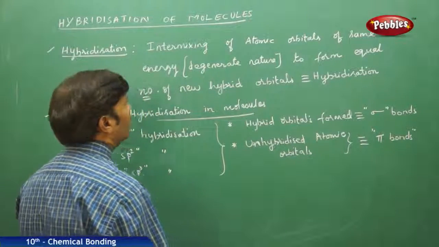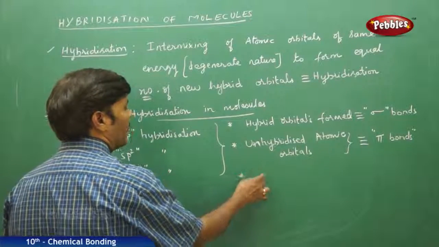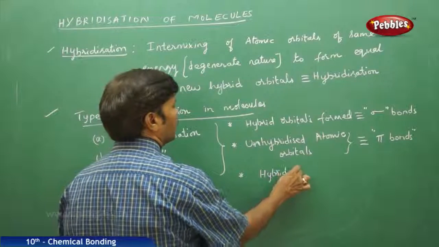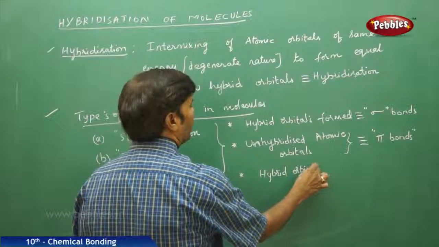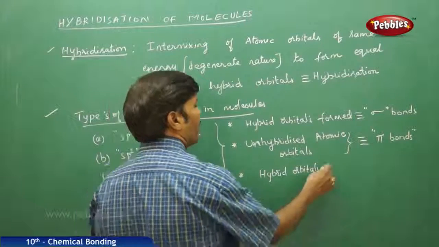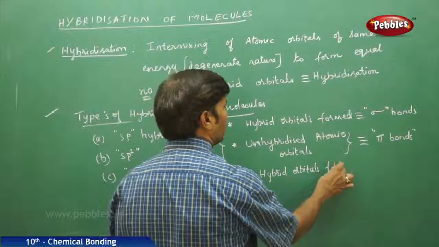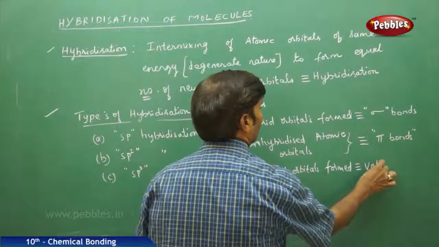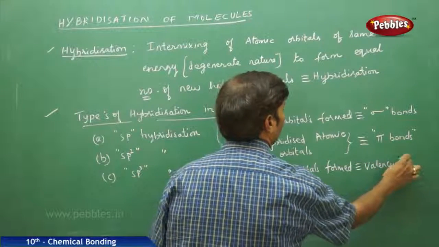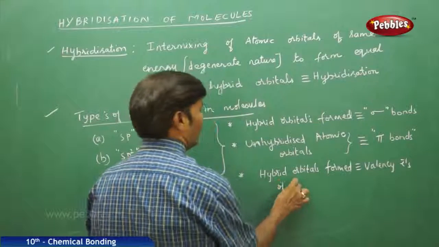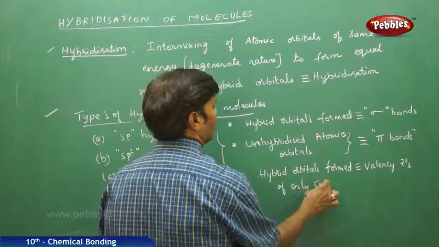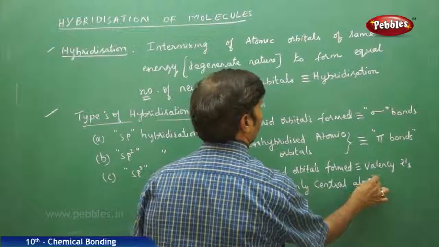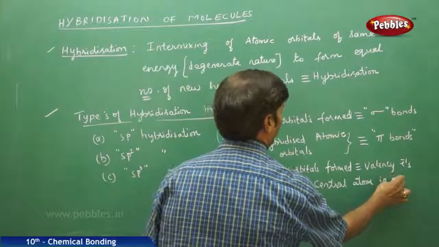In hybridization, the hybrid orbitals are formed due to valency electrons of only the central atom in the molecule.